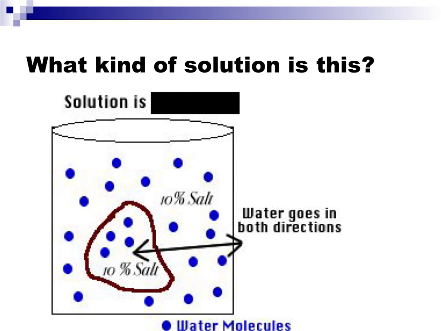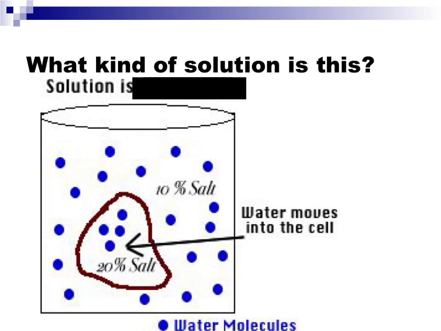Here you get to answer the question, what kind of solution is this? So a hint, you can see there's a 10% salt solution outside the cell, a 10% salt solution inside of the cell, and it tells us that water goes in both directions. So go ahead and decide if you think that cell is hypertonic, hypotonic, or isotonic.